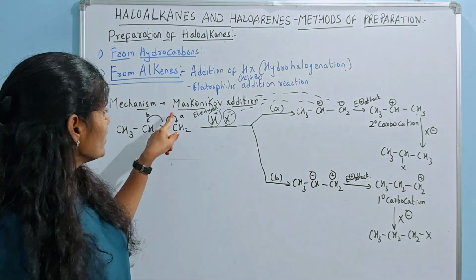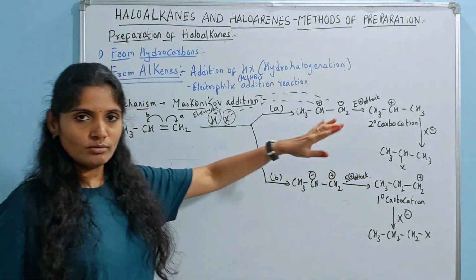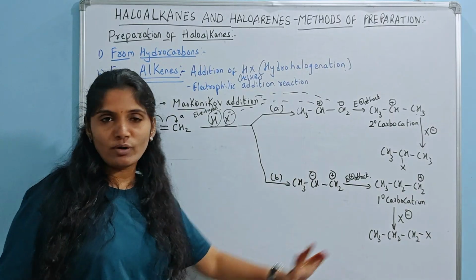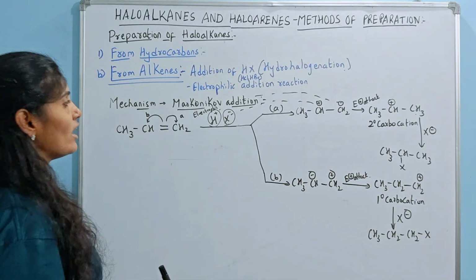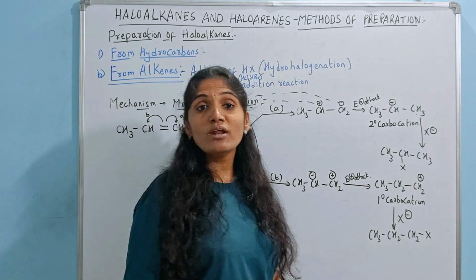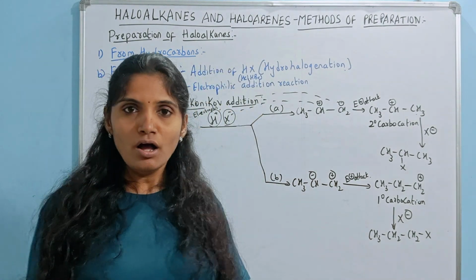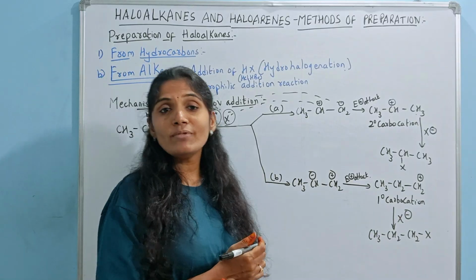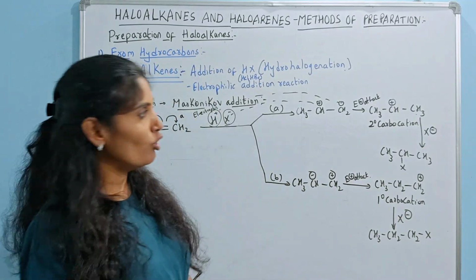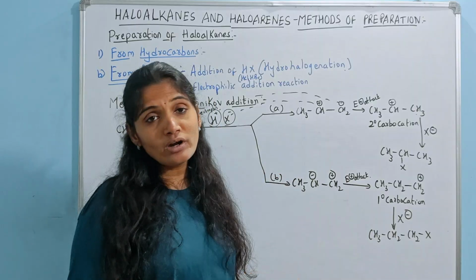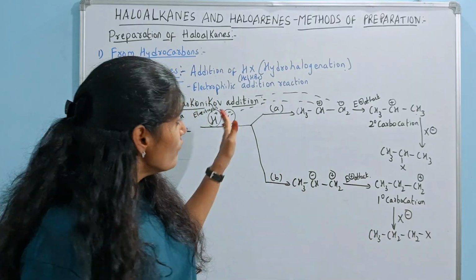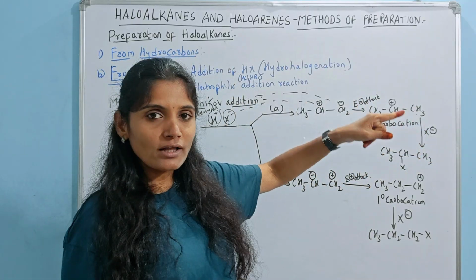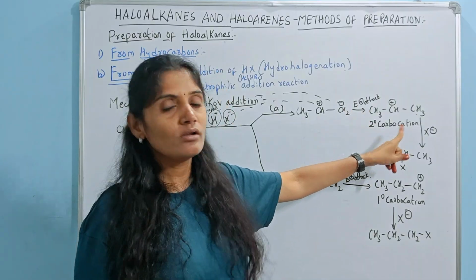Okay, you got two different products. Imagining path A, the product is this. Imagining path B has happened, my product is this. Now how should I decide which is formed in major and which is formed in minor? I told you when I was teaching alkane mechanisms also, how do you decide which product is major? Whichever path passes through the most stable intermediate.